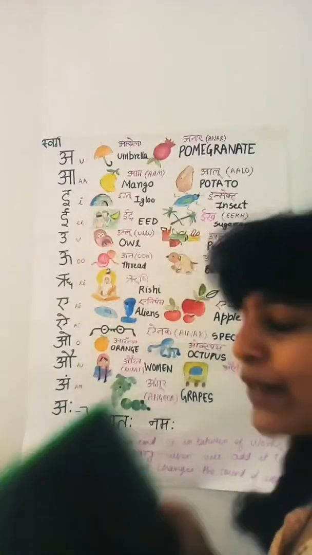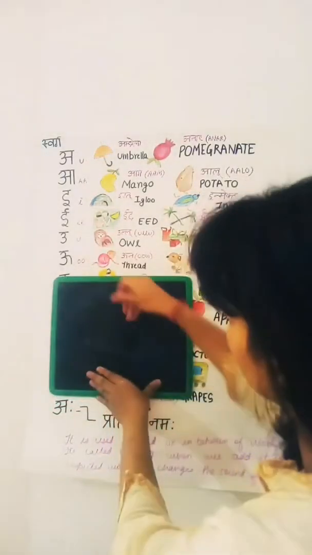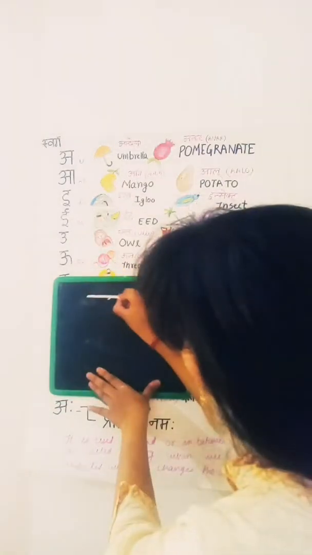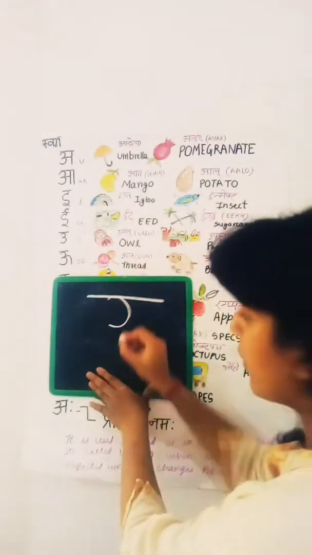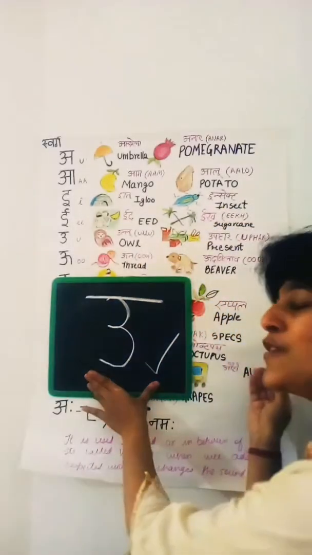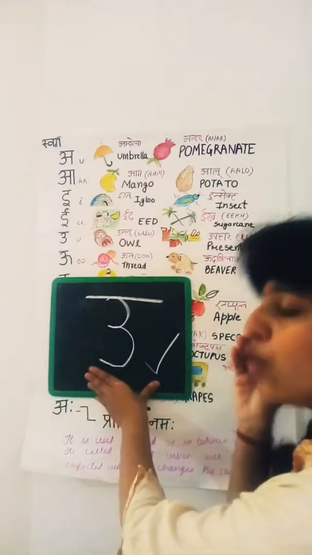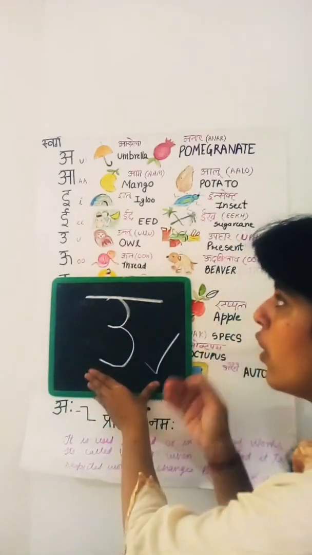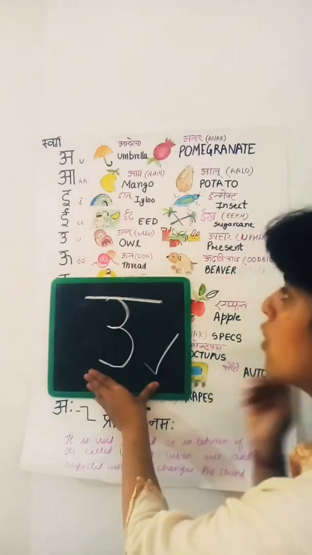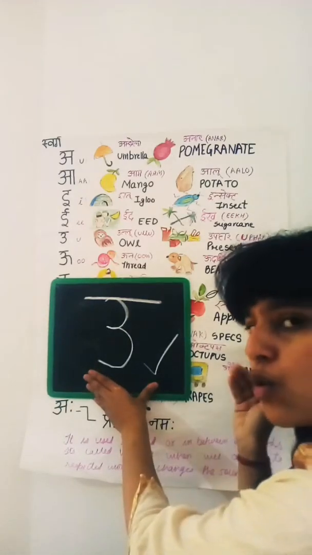Now, how do we write U? First, we make a horizontal line, then we make a half circle, and then we make another half circle. So easy, it becomes Oo. Oo for Ullu. Oo for Upahar.